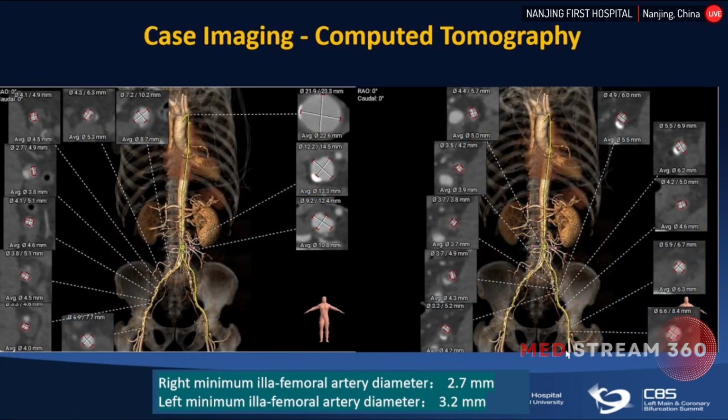But another problem for this patient is peripheral artery disease. You can see both left and right iliac and femoral arteries have severe lesions. The minimal lumen diameter of the right iliac artery is only 2.7 millimeters. The left side is also 3.2. So for this patient, although there is severe narrowing, it is not so calcified. After heart team discussion, we still prefer the femoral approach, but we should do balloon angioplasty before we insert the E-sheath.